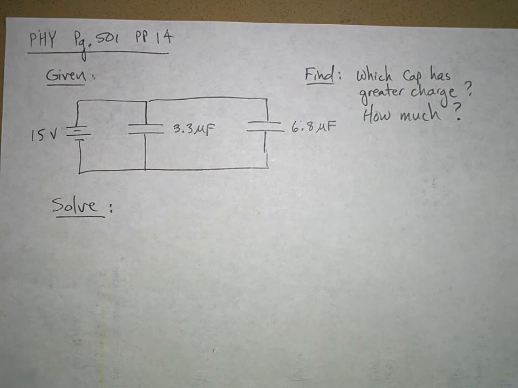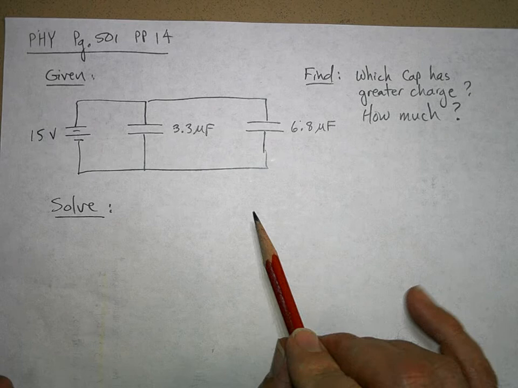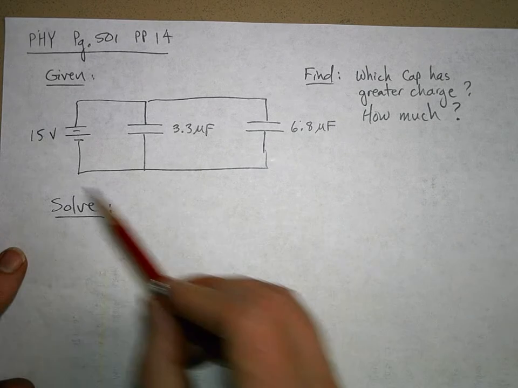So let's work practice problem 14. It's on page 501. Let me read the problem. It says both a 3.3 microfarad and a 6.8 microfarad capacitor are connected across a 15-volt electric potential difference. Which capacitor has a greater charge and which is it?